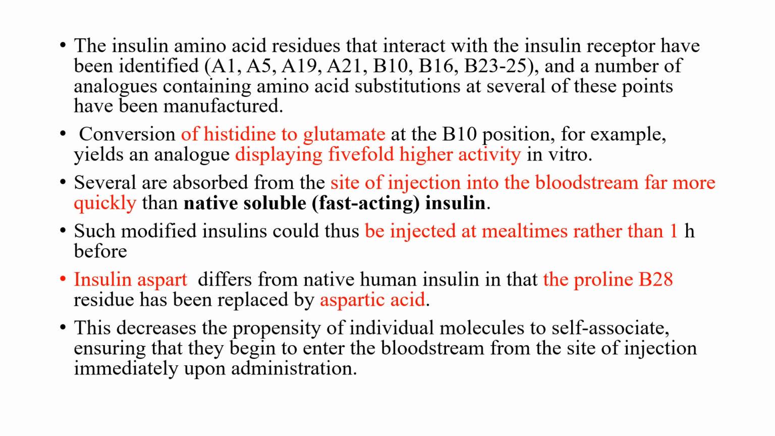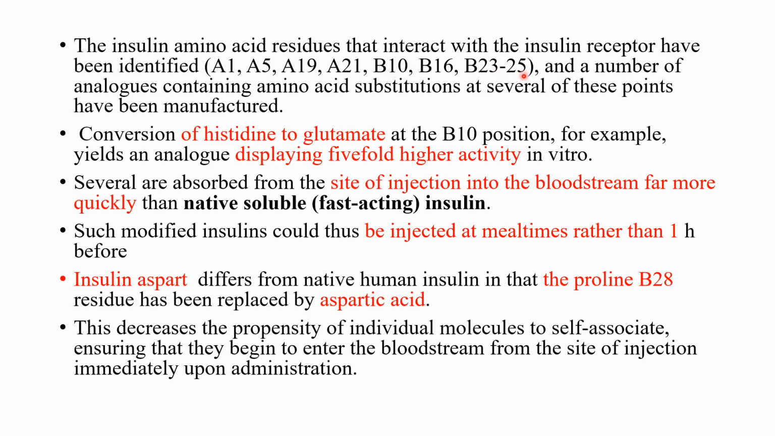Okay, so let's look at maybe a few examples of engineered insulins. For example, the insulin amino acid residues that interact with the insulin receptors have been identified. Now, when insulin is administered, which amino acid residues are responsible for interaction with the insulin receptors, and hence resulting in regulation of either carbohydrate or fat metabolism? So those have been identified as A1, A5, the B10s, and up to 25. So what does this mean?